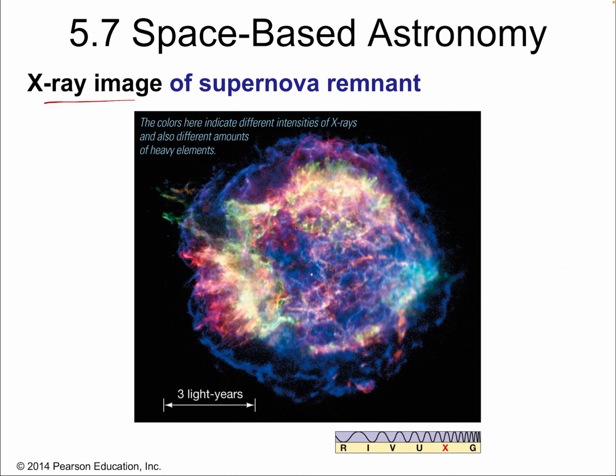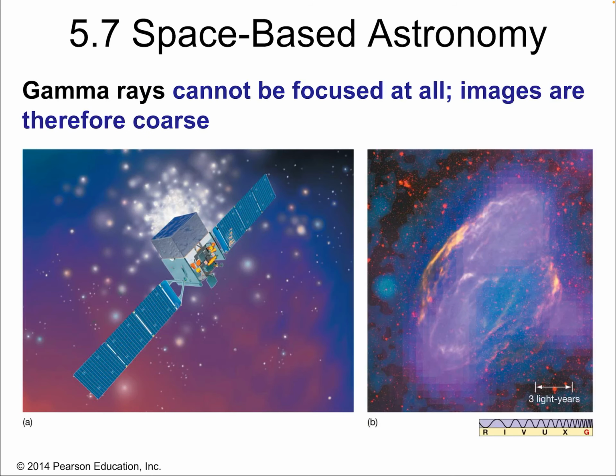Here's an X-ray image of a supernova remnant showing the signal that gets transmitted and then received by Earth in X-ray because it's such high energy. In this case, the X-rays are being produced by incredibly fast-moving electrons, moving at an appreciable fraction of the speed of light, rushing away from a supernova. Okay, there's also gamma rays.